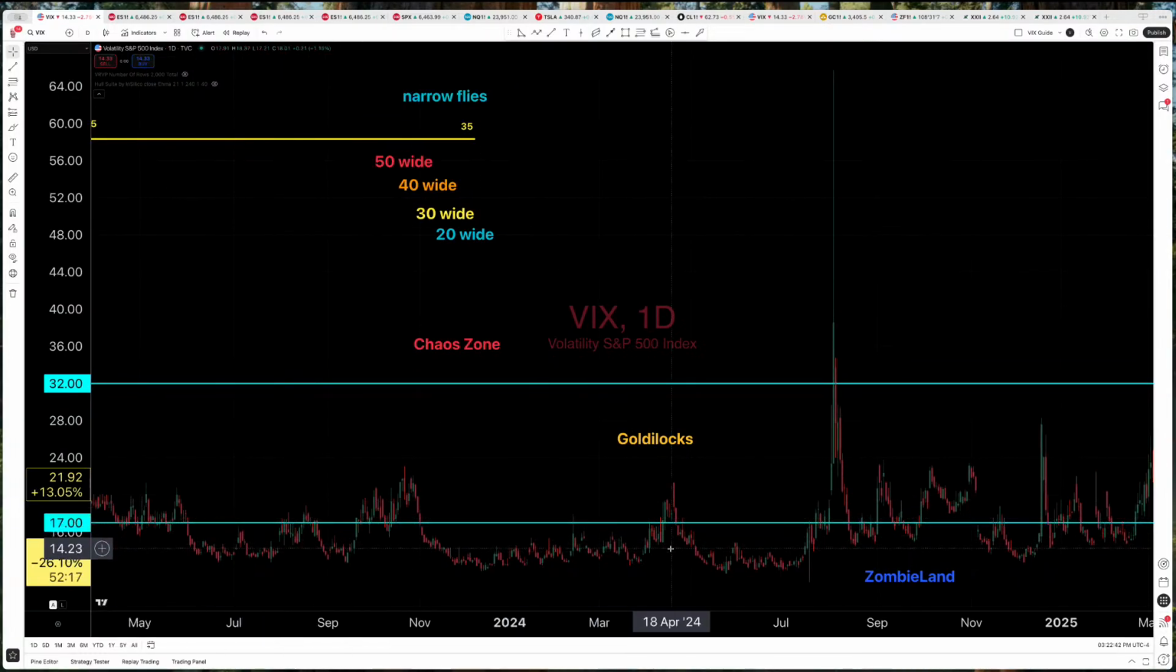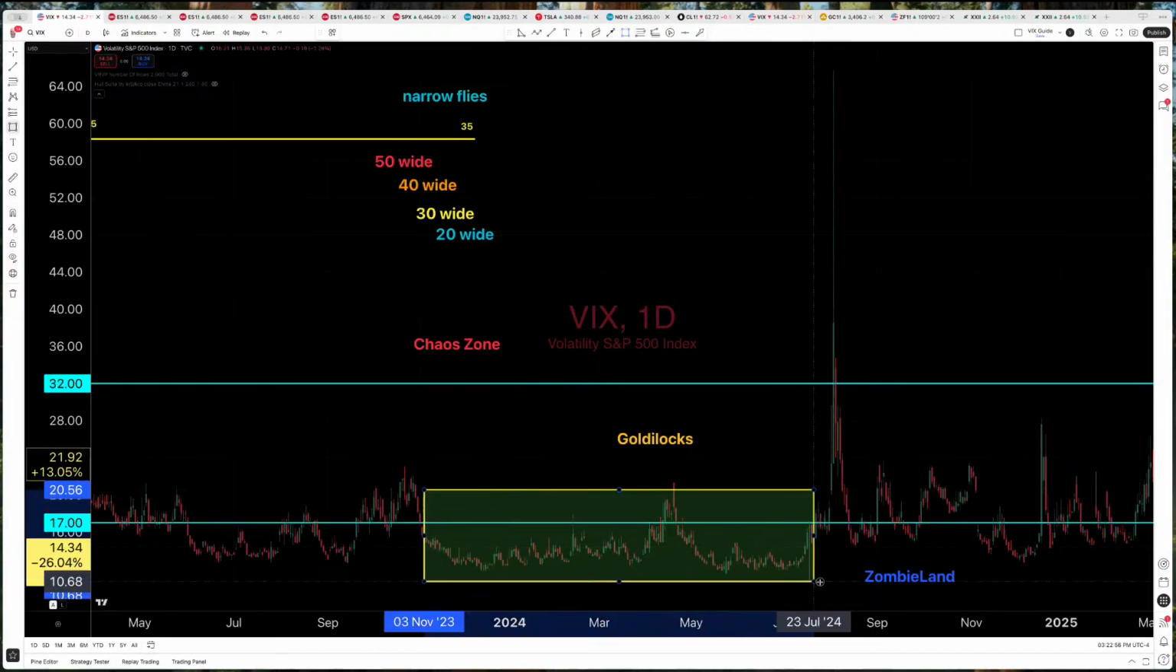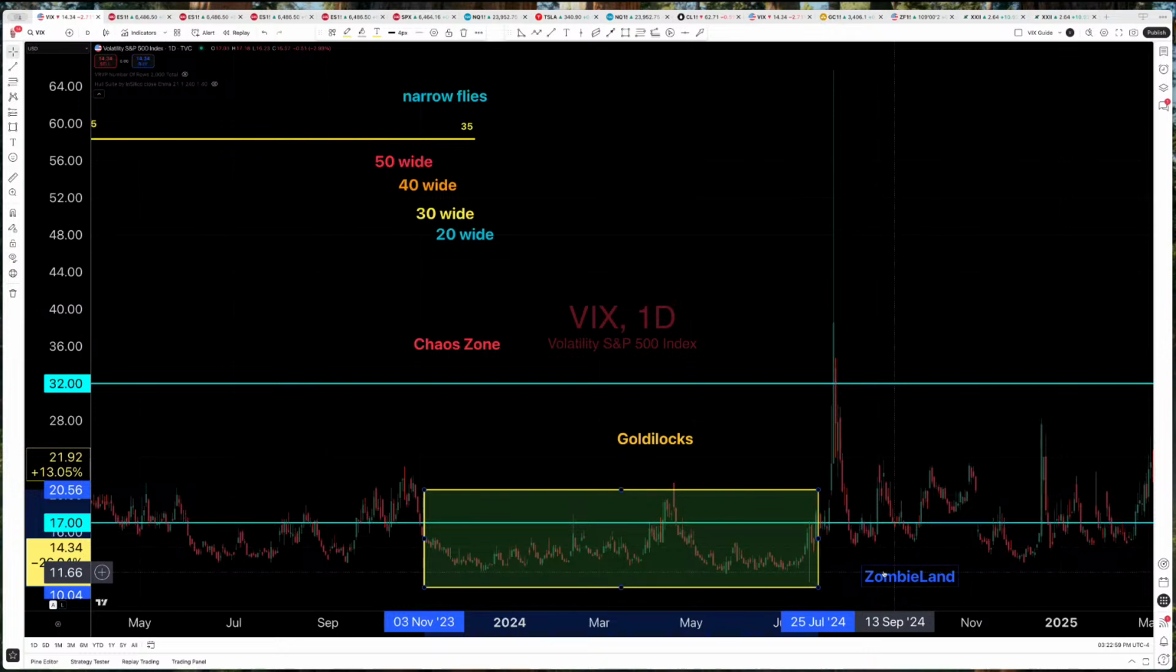So for a long time, it was really in zombie land for a really long time and for very extended periods of time, as you can see right through here. All right, I'm going to just draw a box around it so you can see where I'm talking about all through here. Either in zombie land or just poking up into the Goldilocks zone and then coming right back down. And this is for months and months on end, just super low volatility. What do you do when you don't have a lot of premium to collect? Do you just keep on throwing on those butterflies, hoping that there's going to be enough premium for you to collect? Well, the answer is yes.